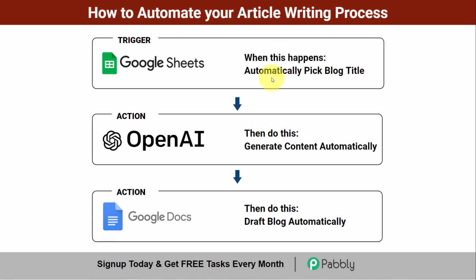So what exactly I'm going to do is add my blog title into the spreadsheet, and then connect my spreadsheet with OpenAI and Google Docs with the help of an automation software. After that, every time I add a blog title here, the content will be generated automatically on the very same title, and the same content will even be drafted automatically into the Google Docs application. Okay, so this is how we are going to entirely automate this article writing process.